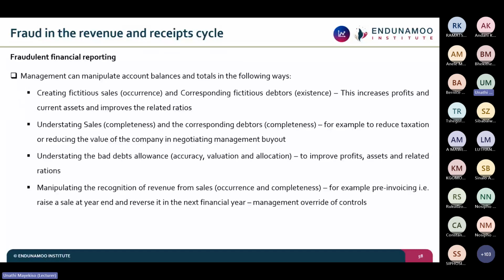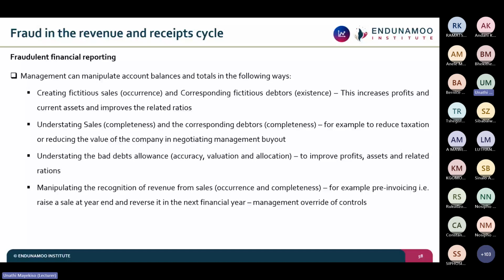Then when it comes to cycles, we always have to consider fraud. So when we go through all the cycles, we will consider fraud in the cycles. Fraud can occur by management creating fictitious sales or fictitious debtors. The aim would be to increase profits or to boost the asset ratios. Or it could be in reverse. They could understate sales, which is a completeness issue, in order to not pay income tax. Because remember, you pay income tax based on your profits, and if you want to reduce your profits, you would reduce your sales.